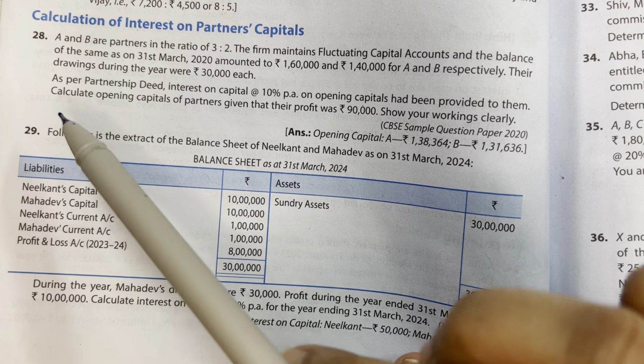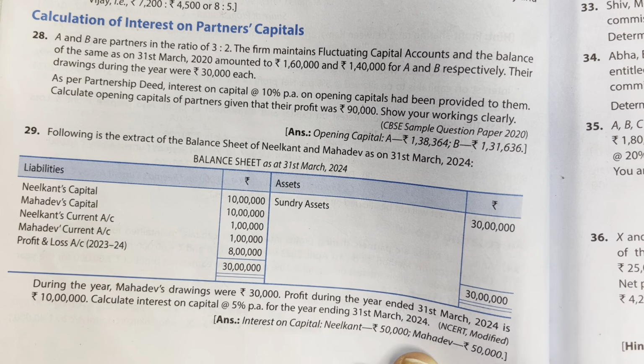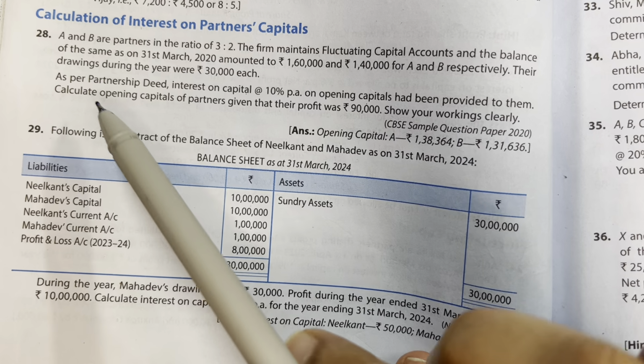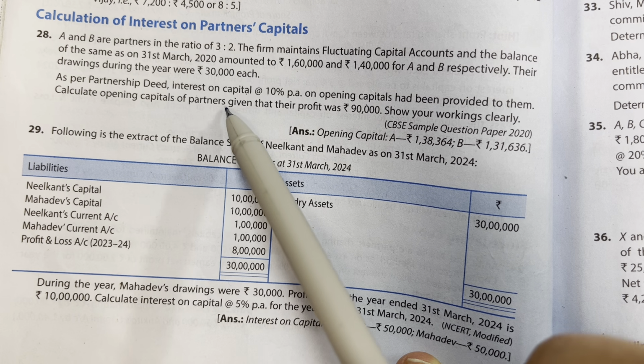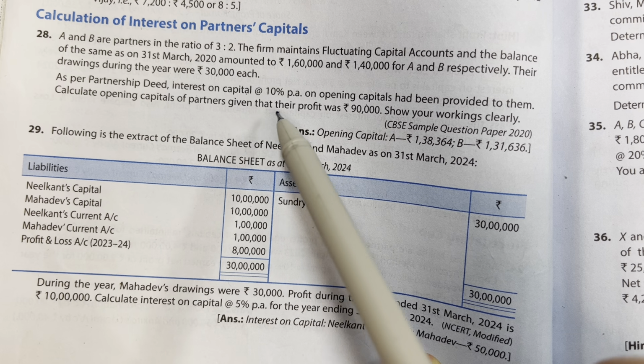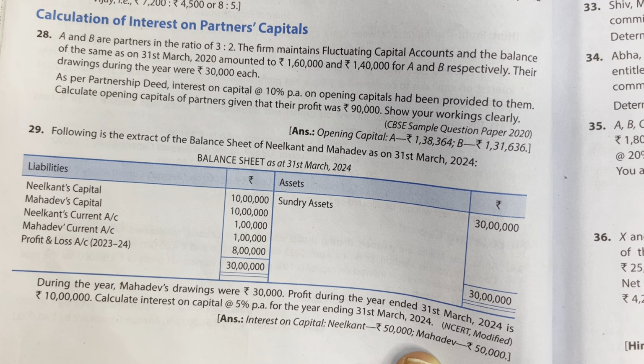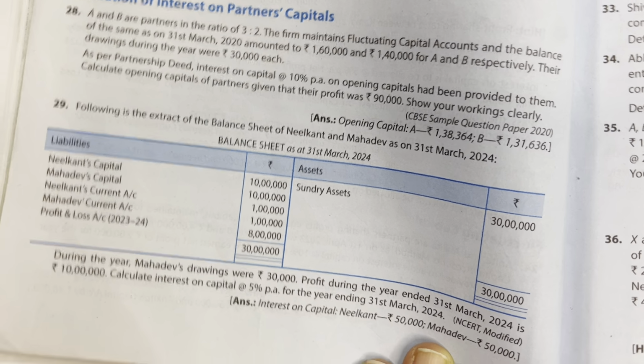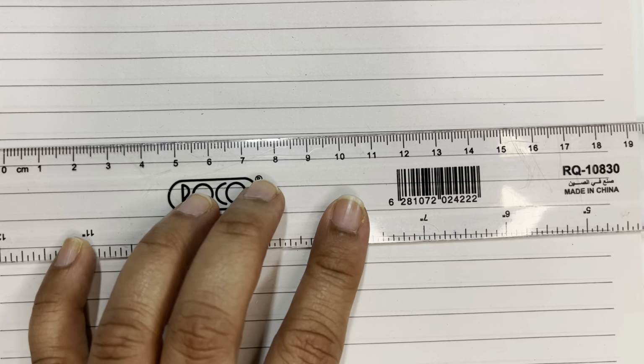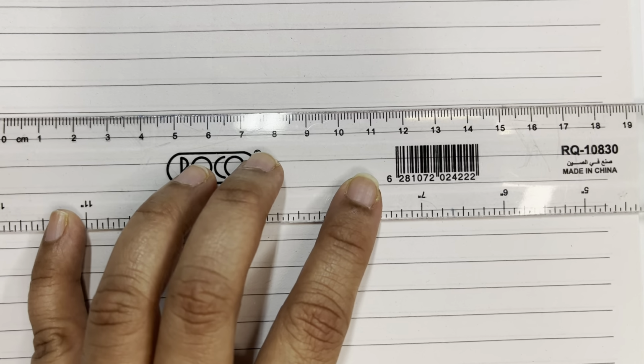So we have to find out the opening capital in order to calculate the interest on capital. Calculate the opening capitals of the partners. Given that their profits were rupees 90,000, show your working clearly. Okay, so now let's begin with the sum. In the sum, we are asked to calculate the opening capitals of the partners. Okay, so let's draw the format now.